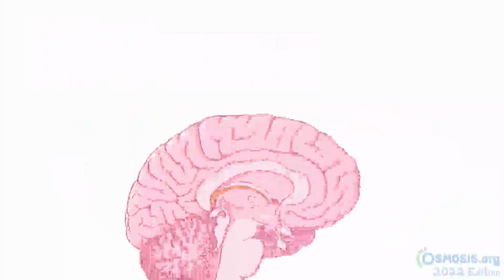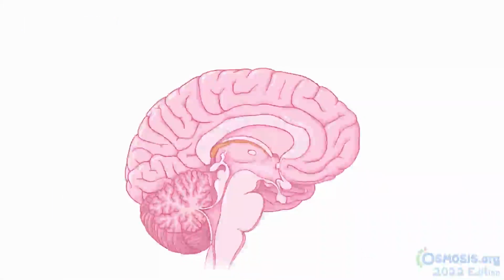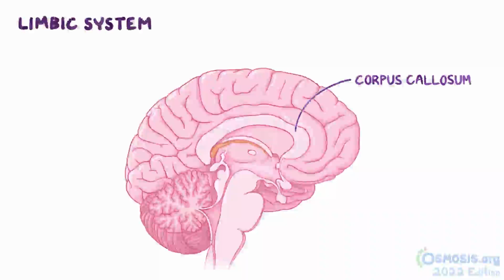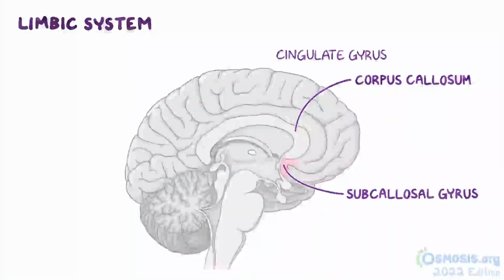Finally, on the medial side of each hemisphere, there's a region of cortex surrounding the corpus callosum that's part of the limbic system. This region contains the subcallosal gyrus, located below the rostral part of the corpus callosum, as well as the cingulate gyrus, which begins beneath the rostral end of the corpus callosum and continues superiorly and caudally until it reaches the posterior end of the corpus callosum.